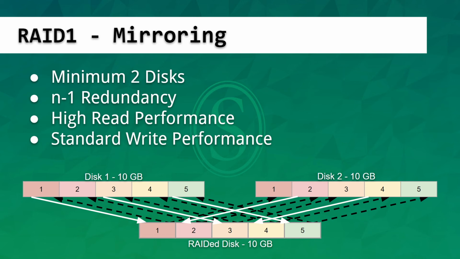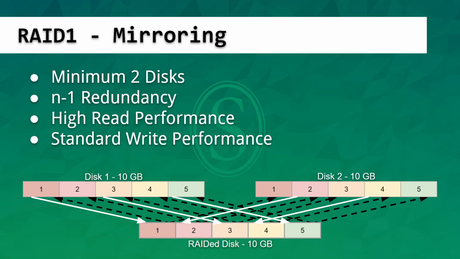Minimum 2 disks for RAID 1. We refer to RAID 1 as mirroring because we are literally mirroring the data to 2 locations. It has n-1 redundancy, which means while we have a 2 disk minimum, we don't have a maximum. If you have space for disks, you can add disks to it. I'm sure there's some theoretical limit. We're not going to get into that though.